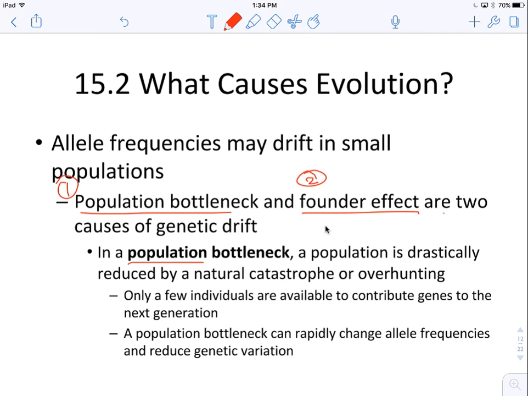So first we're going to look at the bottleneck effect. In the bottleneck effect, a population is drastically reduced by a natural catastrophe or overhunting. So something happens, a forest fire, or complete overhunting of an organism for meat or trophy. So you reduce the population to very few individuals, and they're the only ones who have genes to contribute to the next generation. And again, this can very rapidly change the allele frequencies. So there's a huge reduction in the number of individuals in the population.